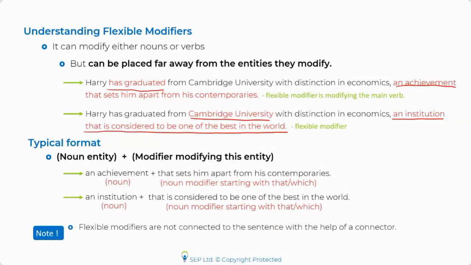Do make a note, guys. Flexible modifiers are not connected to the sentence with the help of a connector. You will not find a flexible modifier and a main clause connected with an and. It will always be separated with a comma.